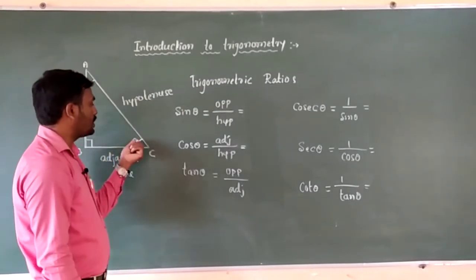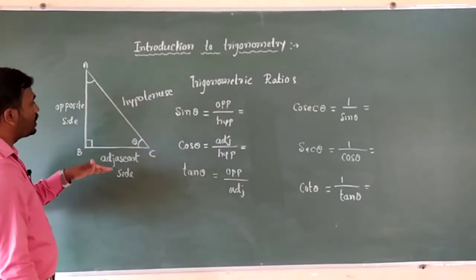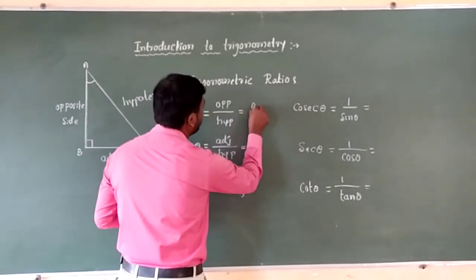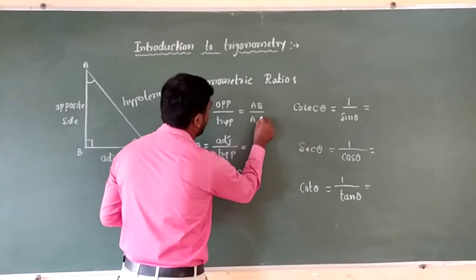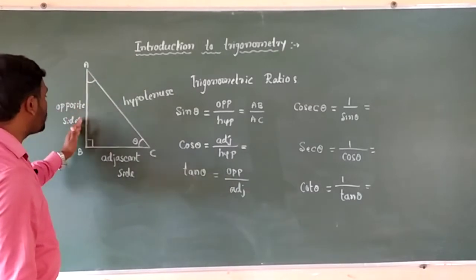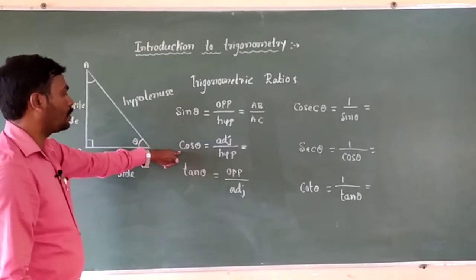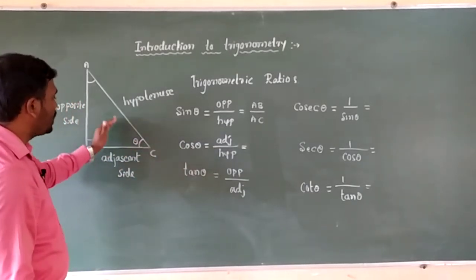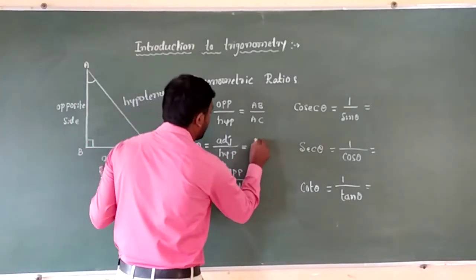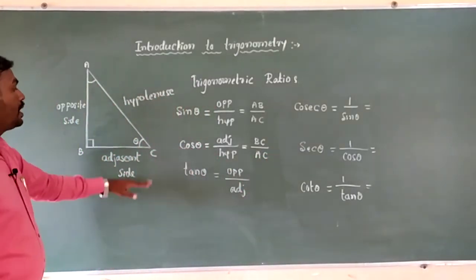Here if we use this angle as the reference angle, then how do the ratios change? Let us see it. Sin theta is opposite by hypotenuse. It becomes AB by AC. So sin theta is equal to opposite divided by hypotenuse, AB by AC. Next, let us write the next trigonometric ratio, that is cos theta. Cos theta is adjacent divided by hypotenuse, then it becomes BC by AC.